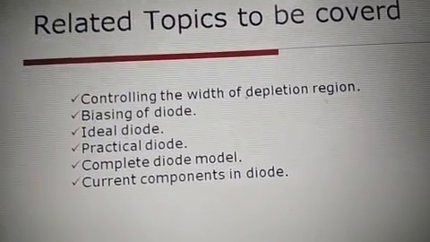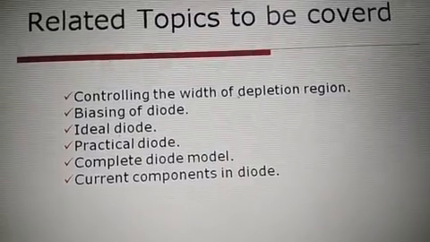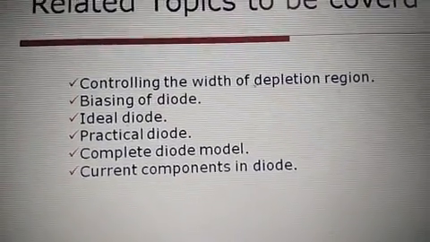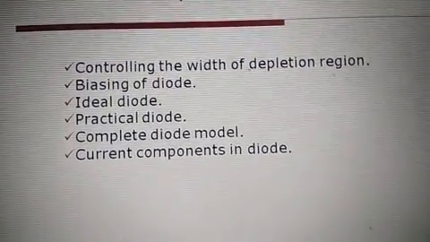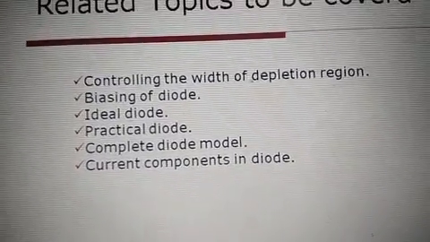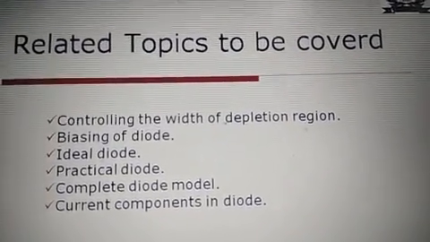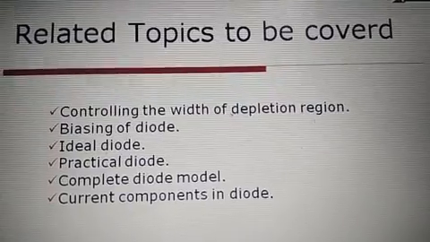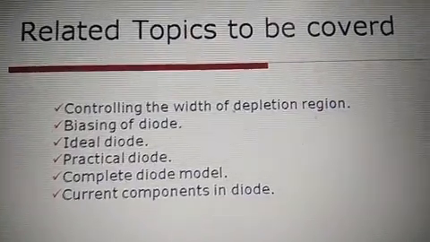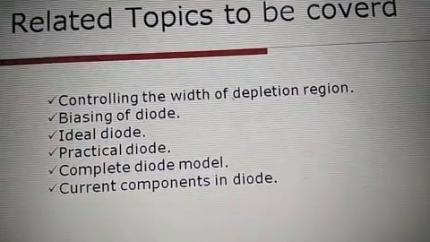In reverse bias, this depletion width will be more. In forward bias, this depletion width will be negligible. Then biasing of diode. We have already seen forward bias and reverse bias. Then we will again go into details of the forward bias and reverse bias of the diode. Then ideal and practical diode. Ideal diode does not have any resistance. Practical diode has resistance. Let us see later on.